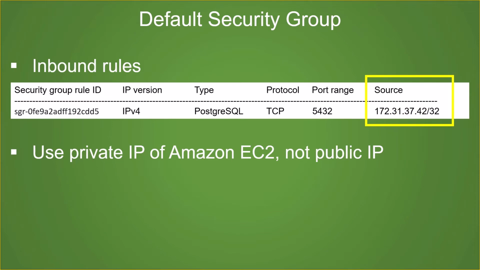The most important part is source. Source is the private IP of Amazon EC2 instance /32. Use private IP, not public IP. Private IP can be found in your EC2 instance information menu.